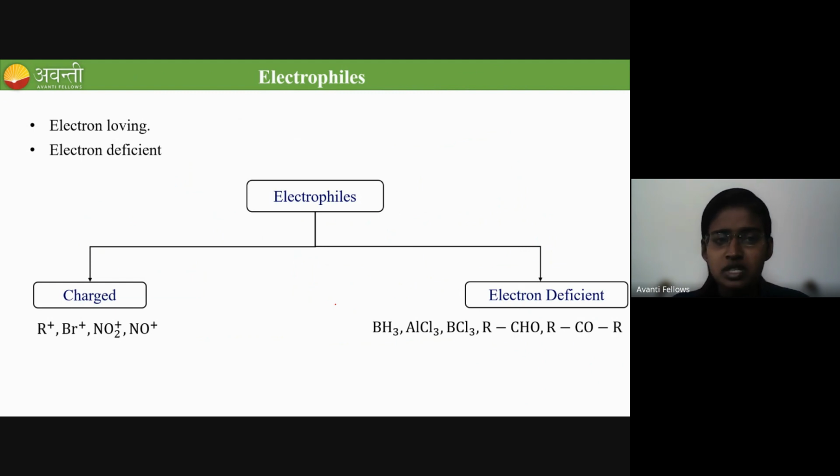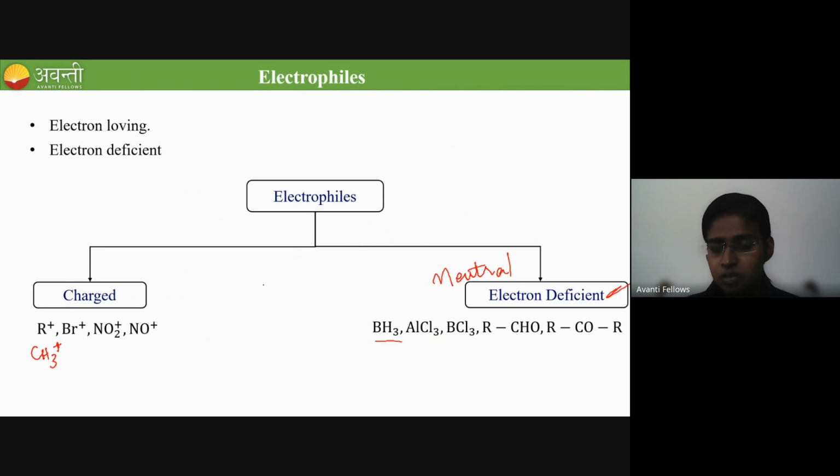So all the positively charged species, you can see all the alkyl groups, R plus, meaning CH3 plus, Br plus, Cl plus, NO2 plus, NO plus. All these compounds have a positive charge in them, so they are positively charged electrophiles. Electron deficient species are mostly positively charged. Then coming to the neutral electrophiles, all electron deficient compounds will fall under this.